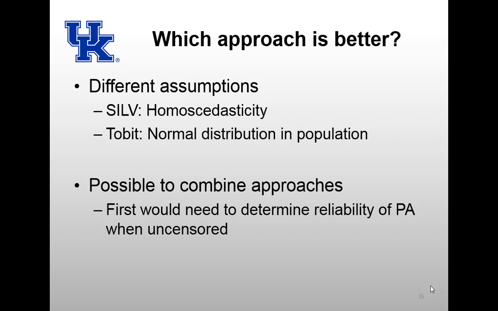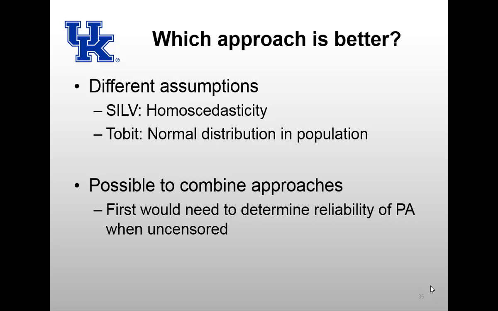So for our particular situation, the Tobit approach is probably more appropriate because we can't meet the assumptions of our SILV approach. But if you think, hey, after I account for the censoring, I probably do have homoscedasticity, you can use both of these techniques at the same time. You can declare PA as censored and also have it load onto a single indicator latent variable. But in order to do that, you would have to be able to predict the amount of measurement error, which is not an easy thing to do.